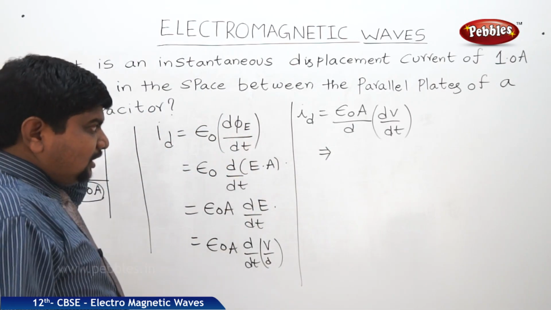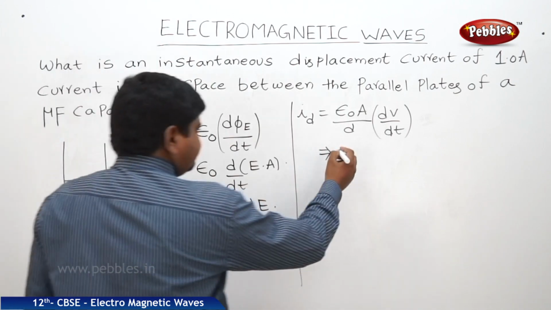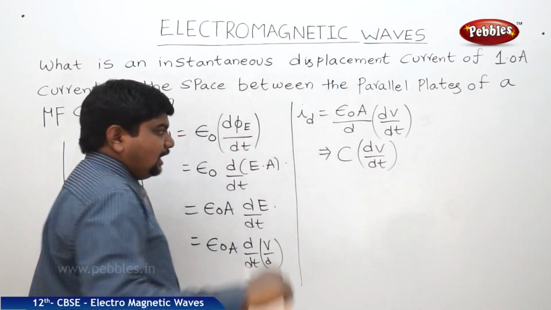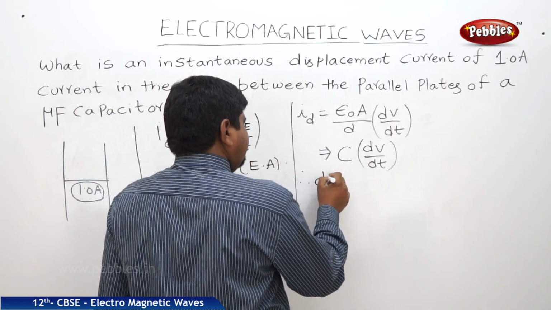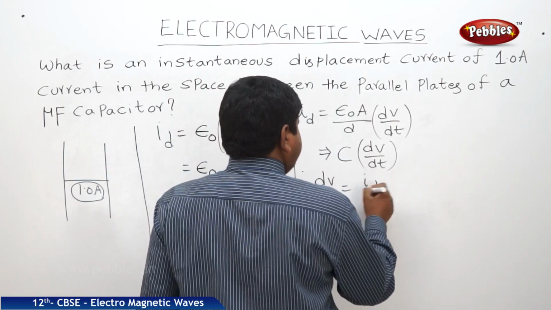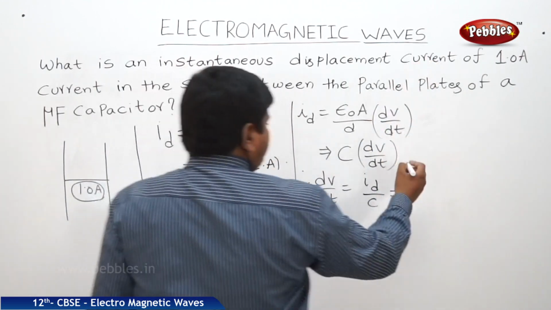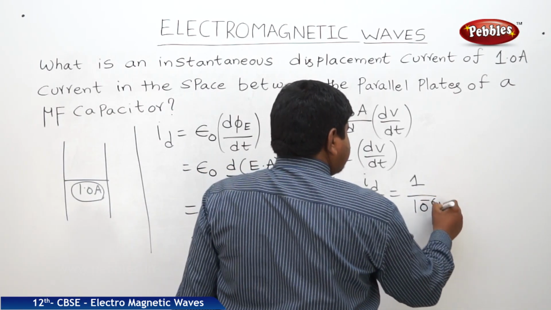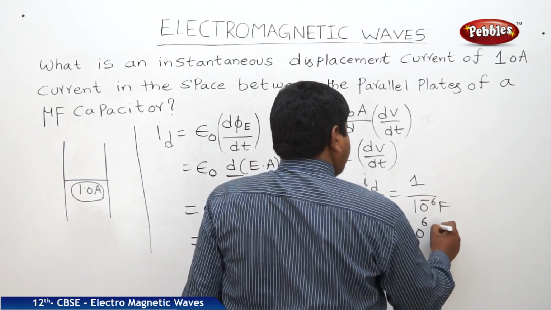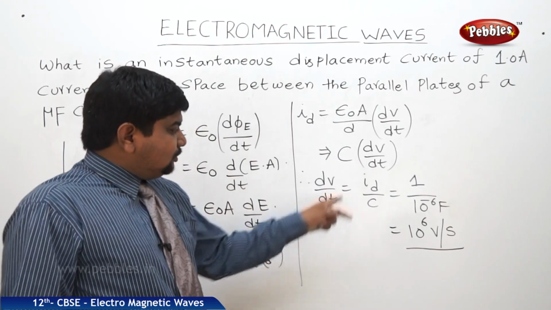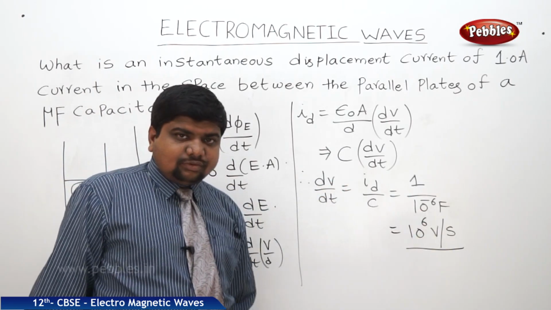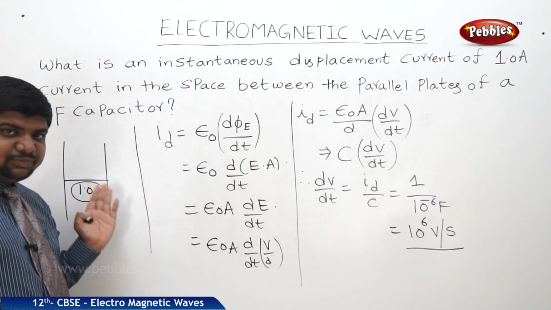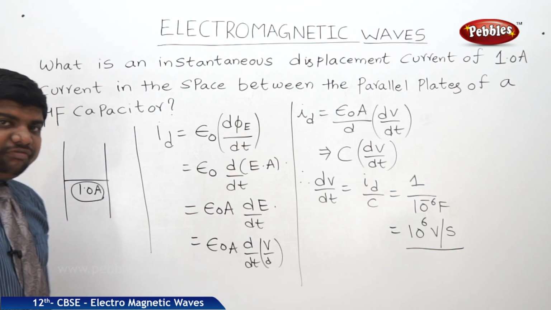Now what is epsilon naught A by D? Capacitance. So C into dV by dt is equal to I_D. Therefore, dV by dt is equal to I_D by C. What is the displacement current? 1 ampere. What is the capacitance? 1 microfarad, that means 10 power minus 6 farad. So it will be 10 power 6 volts per second. So the potential difference per unit time we got is 10 power 6 volts per second. So that is the instantaneous displacement current of 1 ampere, which is present in the space between the parallel plate capacitor of capacitance 1 microfarad.